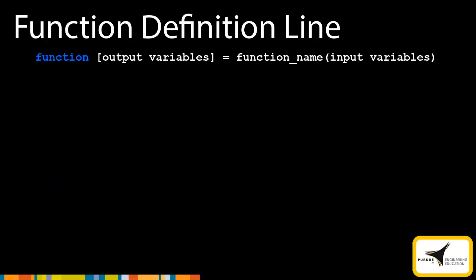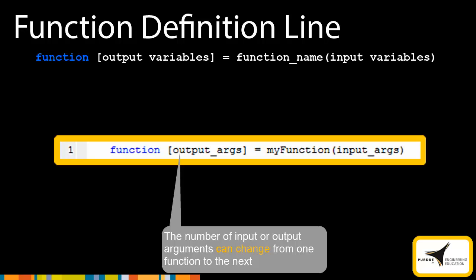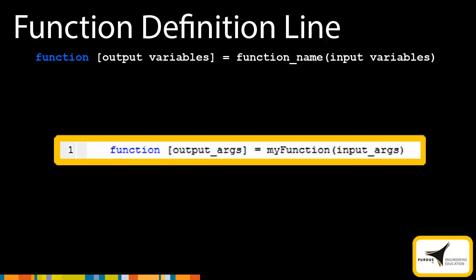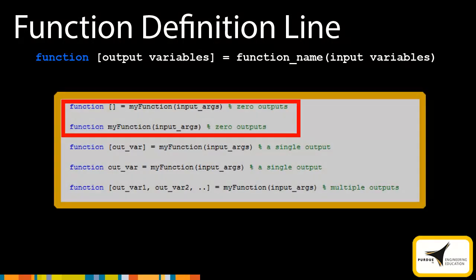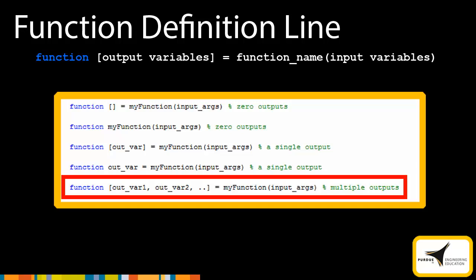Let's take a closer look at the function definition line. Because the number of input or output arguments can vary, the function definition line can take many forms. Let's first look at output arguments. If the function has 0 outputs, use empty square brackets or simply no text and no equal sign. If the function has a single output, the square brackets are optional. If the function has more than one output, use square brackets to create a matrix of outputs.